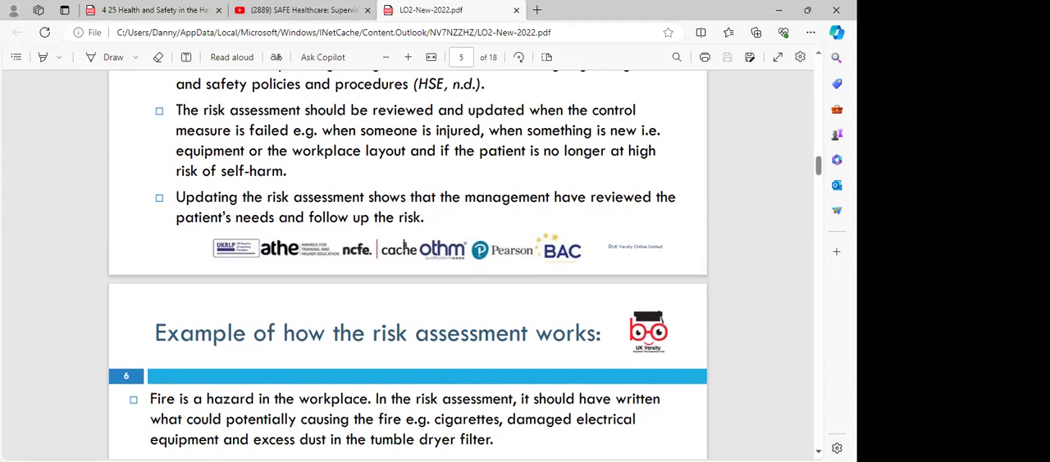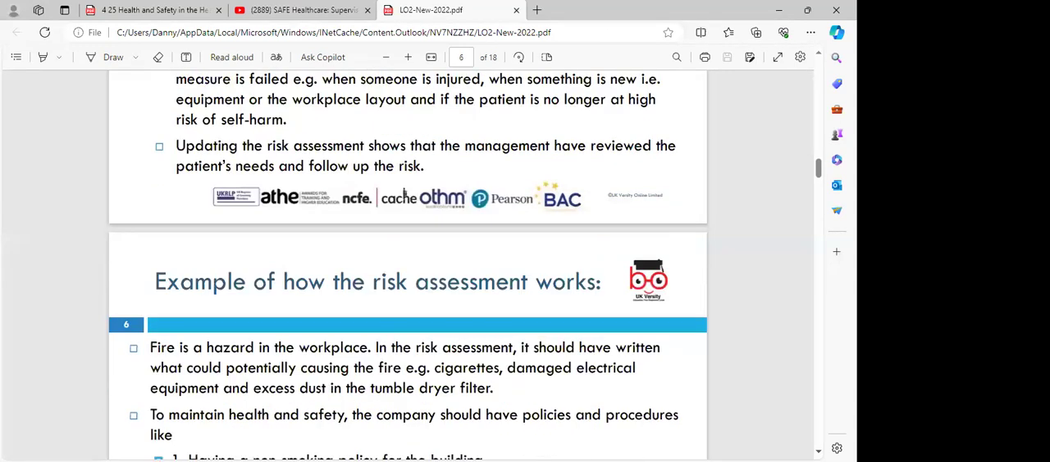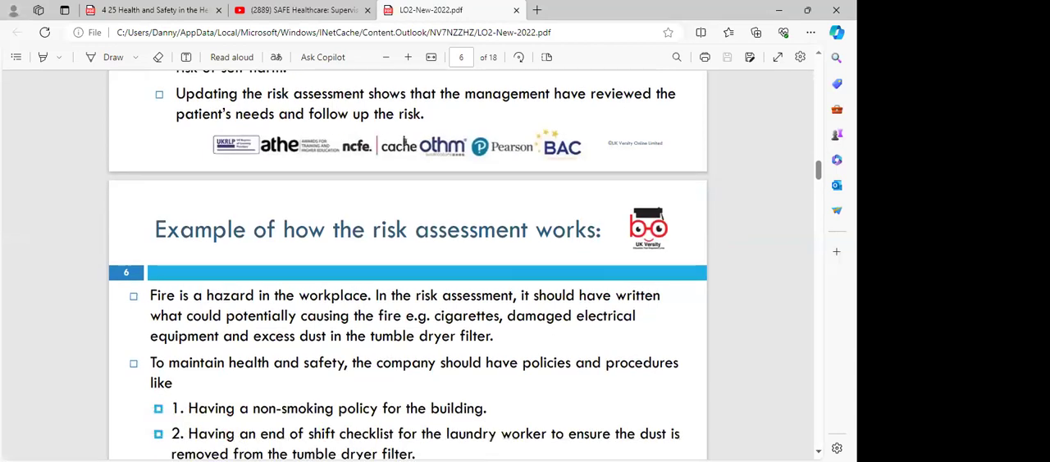There ought to be a risk assessment of the mobility, how well the patient can walk. Is the toilet facility closer to the patient or not? A patient who cannot walk that long, you wouldn't want to place a toilet facility very far from the patient. You need to have a toilet facility close by in the hospital, you understand. So these are all what we call risk assessment. So there should be regular updates of the risk assessment, review of the patient's needs, and follow-up of the risk.